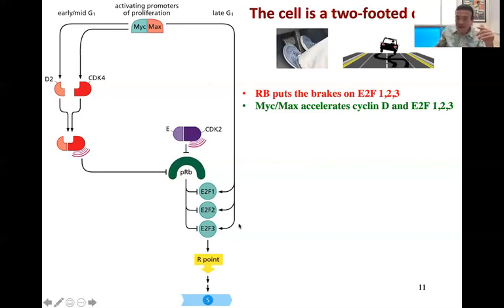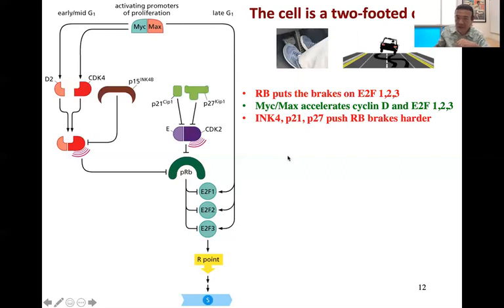So the E2F proteins, their genes have these MYC-MAX E boxes in them. So how does the cell fight back? How does the two-footed driver then increase the brakes? Your cell has stuff like P15, P21, P27, other tumor suppressor genes. They go to work by trying to inhibit the activity of the cyclin CDKs. So another layer of braking on top of a layer of accelerating.